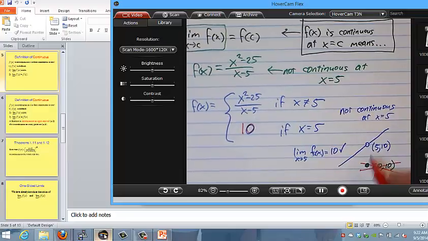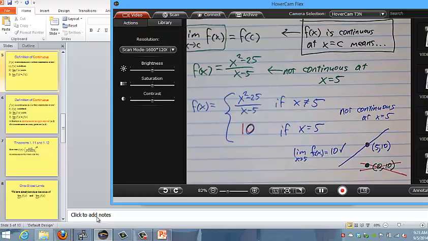Where's the dot? Right here. I would like color it in. Then it would be continuous at that point. Is this okay? So these are some ideas.